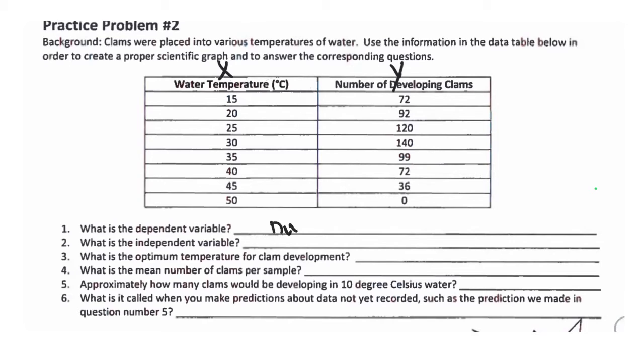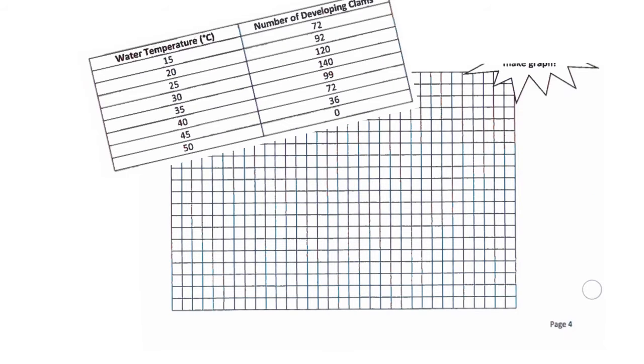So number of clams is our dependent, because that's what we're looking at, is how many clams were able to be developed. The type of temperature of water is going to be your independent, because that's the thing that is changing. Okay, let's move on now to the graph. Okay, let's start by labeling our x and y axis. So we have our x, IV, DV as well, and so we know that temperature is going to be down here.